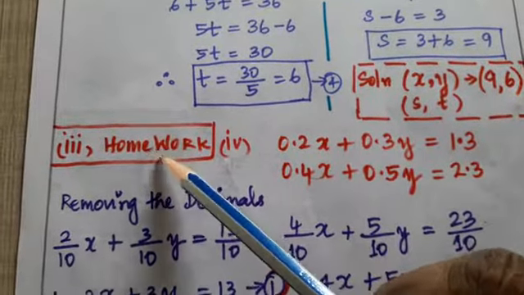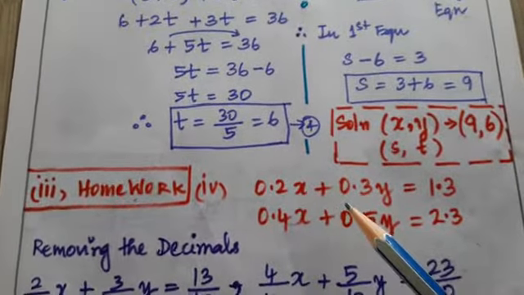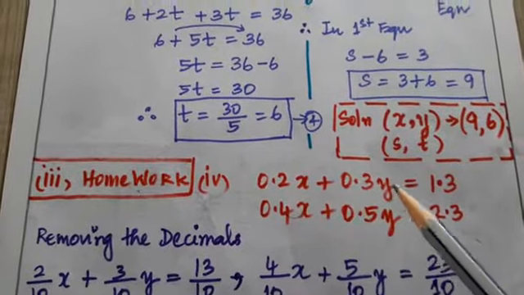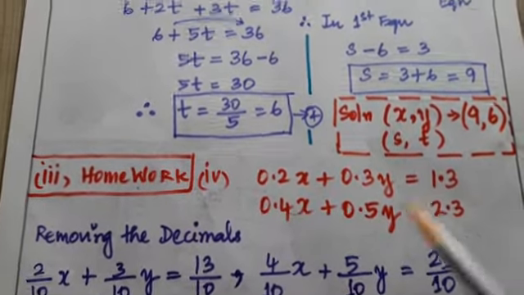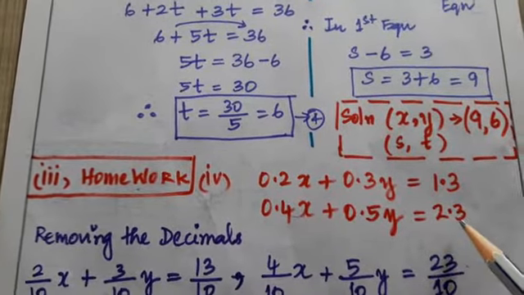Third problem, you take it as homework and try by yourself. We will go for the fourth problem, which is given in decimal form. 0.2x plus 0.3y equal to 1.3. Second equation, 0.4x plus 0.5y equal to 2.3.